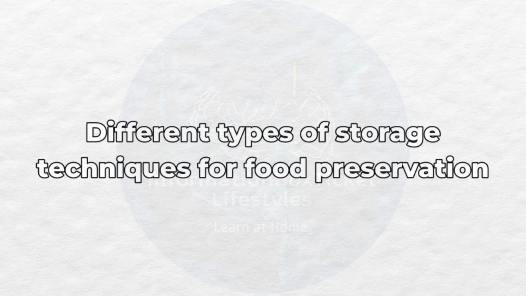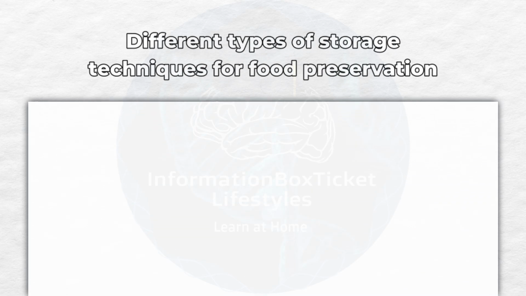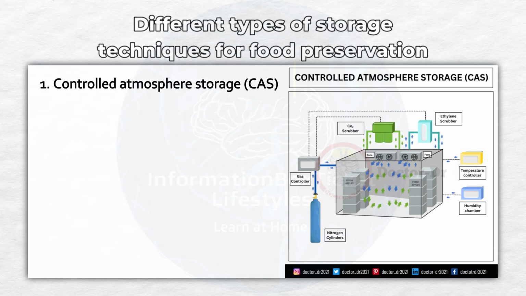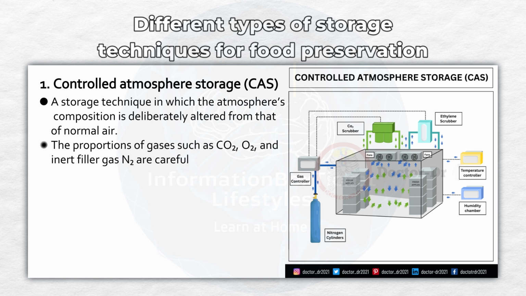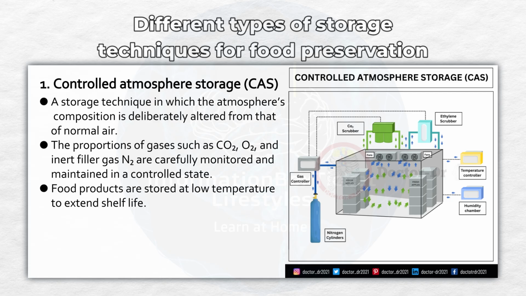Different types of storage techniques for food preservation. 1. Controlled atmosphere storage. A storage technique in which the atmosphere's composition is deliberately altered from that of normal air. The proportions of gases, such as carbon dioxide, oxygen, and inert filler gas nitrogen, are carefully monitored and maintained in a controlled state. Food products are stored at low temperature to extend shelf life.